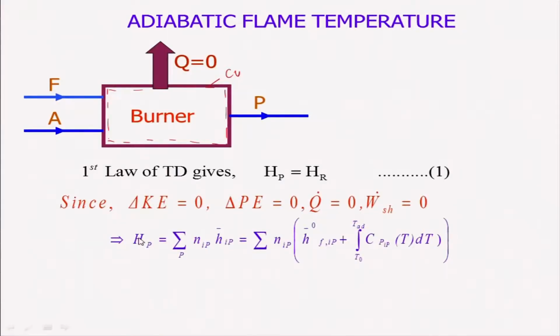And H_P is nothing but the summation of the moles times the enthalpy of the product, that is, moles times the heat of formation, the standard heat of formation at STP, standard temperature and pressure, plus the sensible enthalpy.